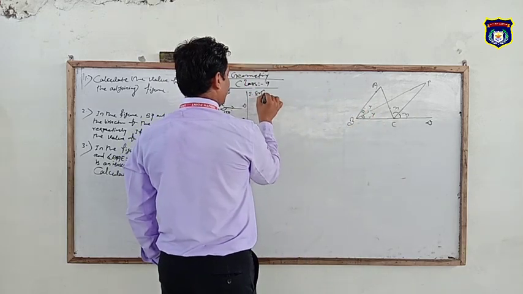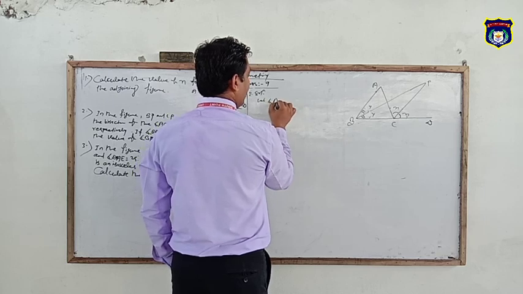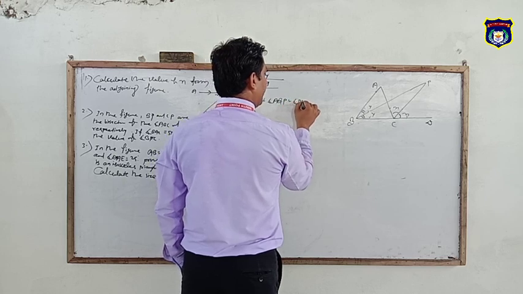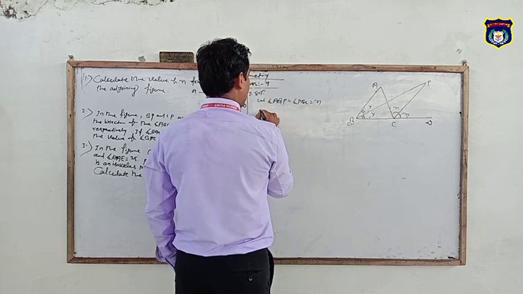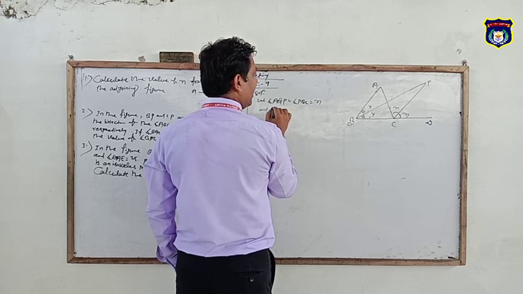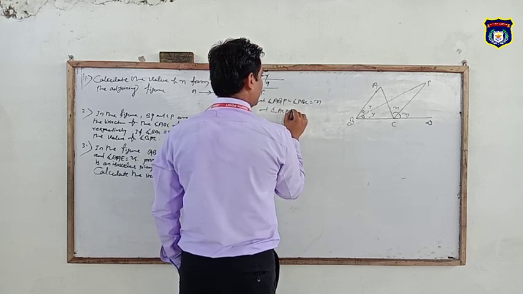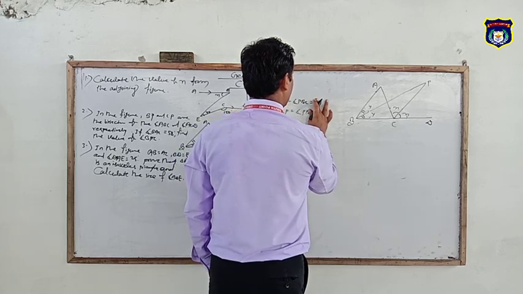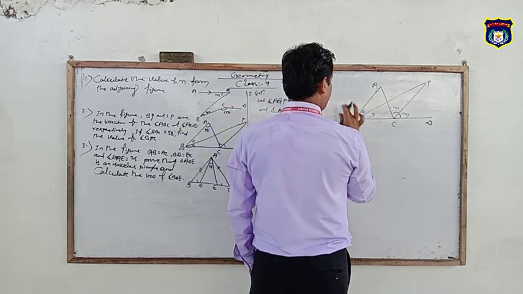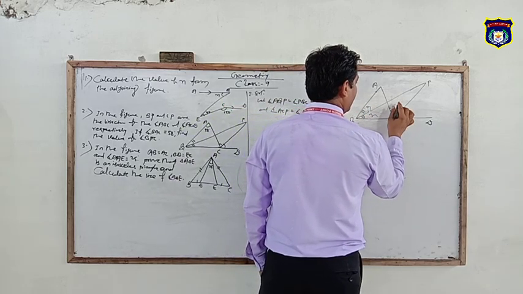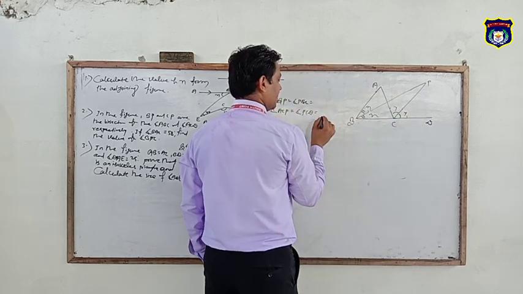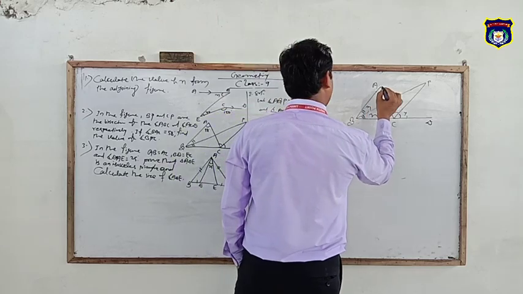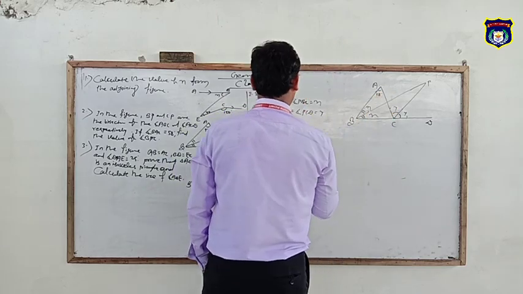Solution: let angle ABP equal angle PBC equal X, and angle ACP equal angle PCD equal Y. This is your Y, this is your X, and this is your Y, X. And one angle is given as 58 degrees.